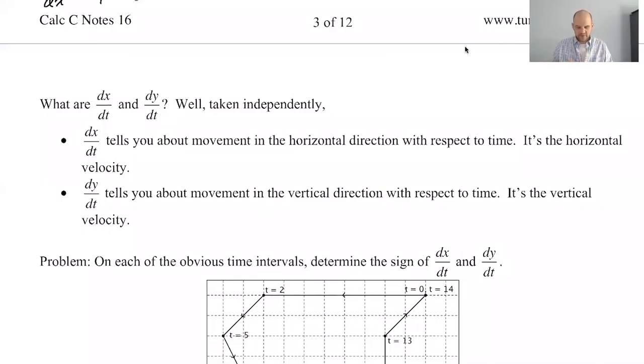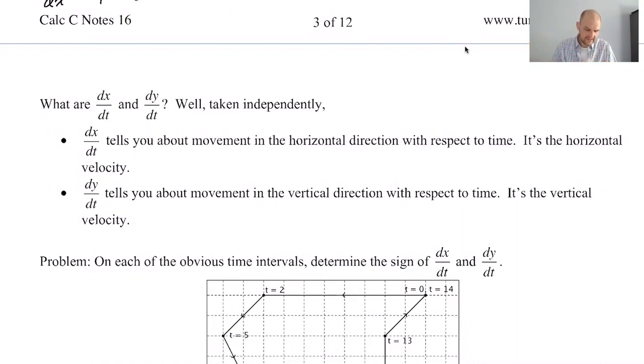All right, we're back. We're going to be on page 4, note 16, Calc C. We're talking about parametric equations. And this is kind of like a little summary of some of the things that we've said already. X and Y, you want to consider them independent of each other. X is telling you left and right stuff. Y is telling you up and down stuff.